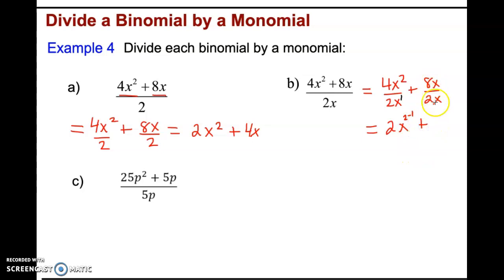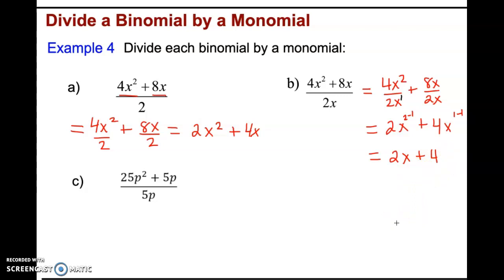plus 8 divided by 2 is 4, x divided by x, 1 subtract 1. Okay? So now we're going to continue and we'll have 2x to the power of 1, so it'll be just 2x, plus 4, x to the power of 0 now, and anything to the power of 0 is 1, so we can just say 4.